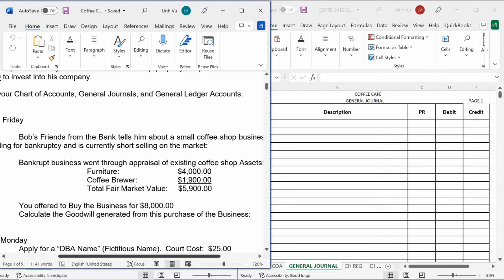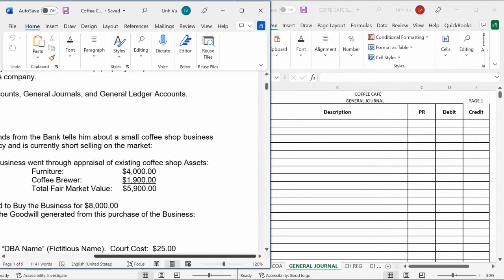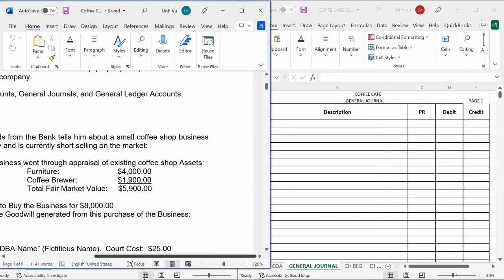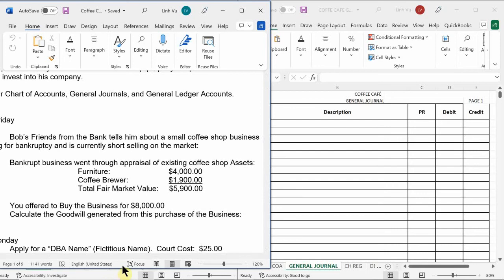So calculate the total goodwill generated from this purchase of the business. In this case, the business is worth $5,900, and Bob decided to not put a down payment, but buy out the business for $8,000. So if you remember in chapter 11.6, how much goodwill is going to come out of this if I bought the business for more than what it's worth? How do I calculate the goodwill for this?